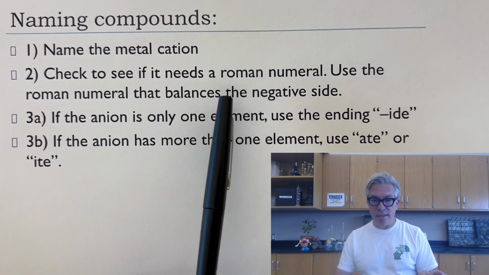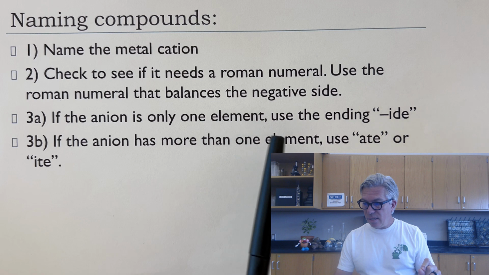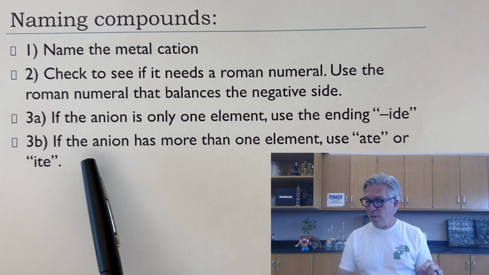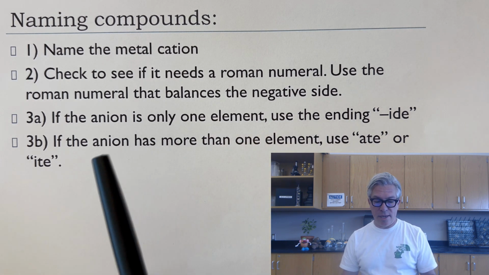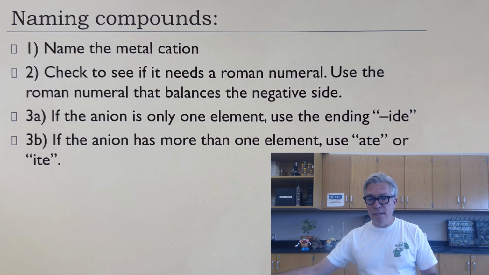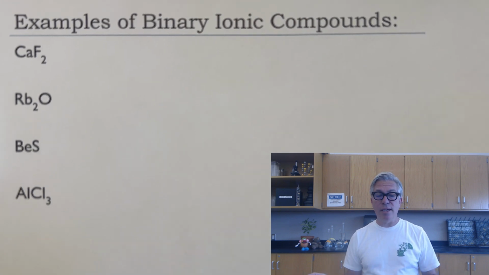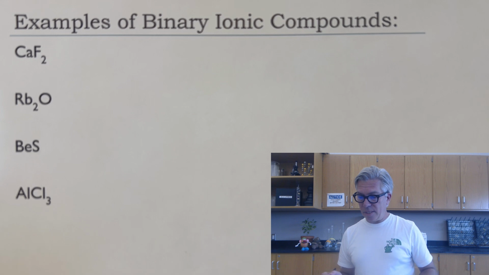We'll get to that in the next video. If the anion is only one element, use the ending IDE. And if the anion has more than one element, use ate or ite off of your polyatomic ions chart. The key here is that when you're naming ionic compounds, you should only use 2 words in the name. Regardless of what's there, only use 2 words. Okay? So let's get into some examples.